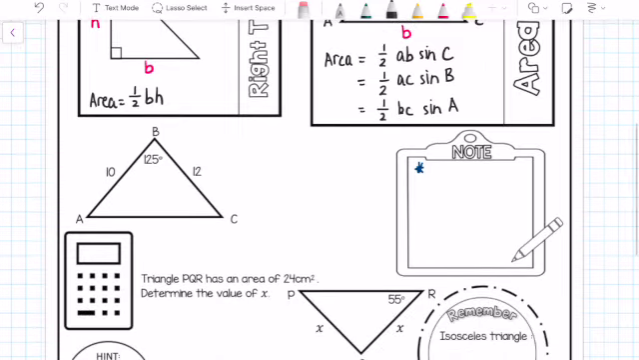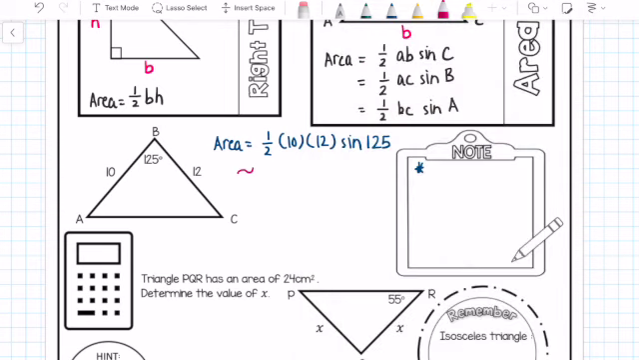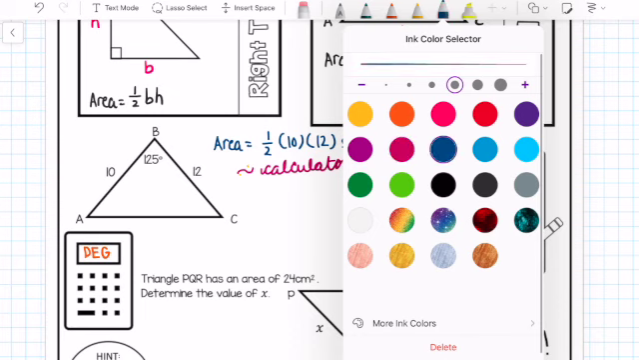So let's look at this one here. Area will be a half times 10 times 12 times sine of 125. And you should not do any in-between calculations here. You are just going to grab your calculator and punch that in and get your answer. You have to make sure, however, that you are working in degrees. So please make sure that your calculator is in degrees so that you do not get weird answers.